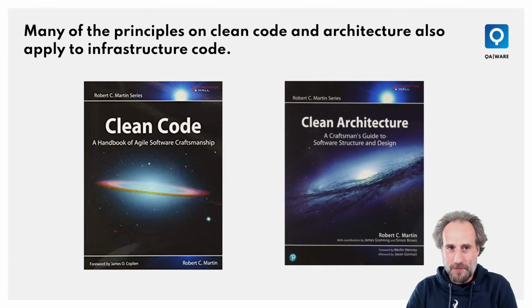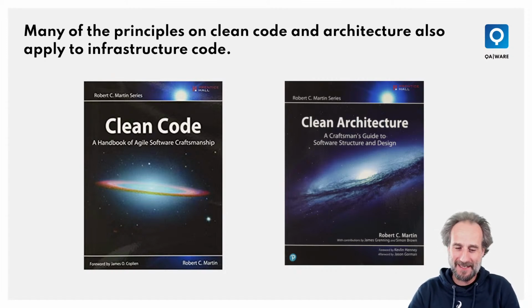Now, as you can see from the title, I have a catchy title, and it's about clean infrastructure as code. If you are a software engineer like I am, or a software architect, then you might know these books on clean code and clean architecture by Robert C. Martin. And I would argue for the next 35 minutes that many of the principles on clean code and clean architecture presented in those two books also apply to infrastructure code.